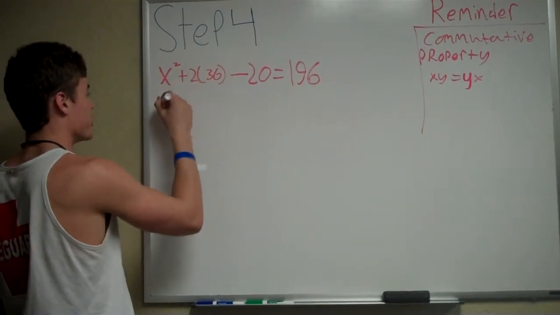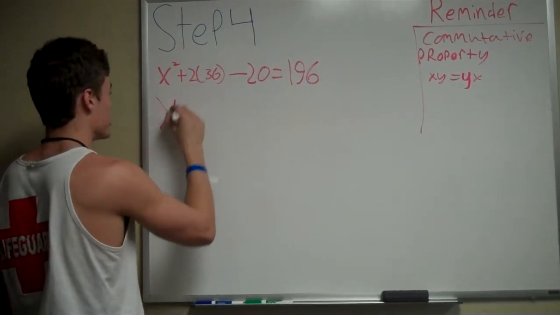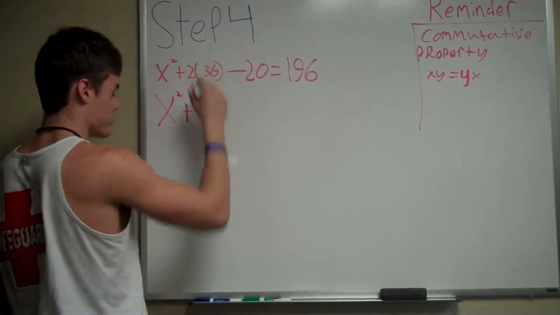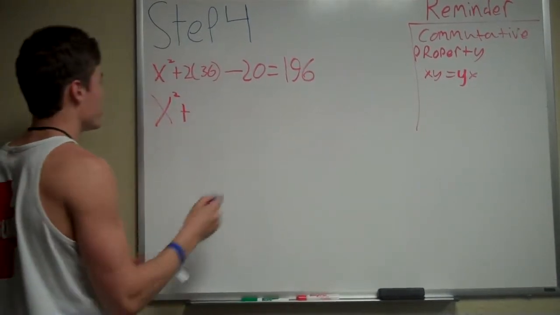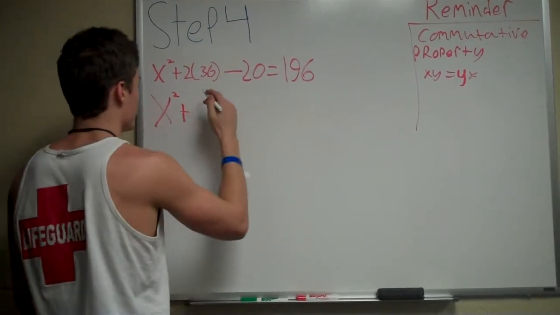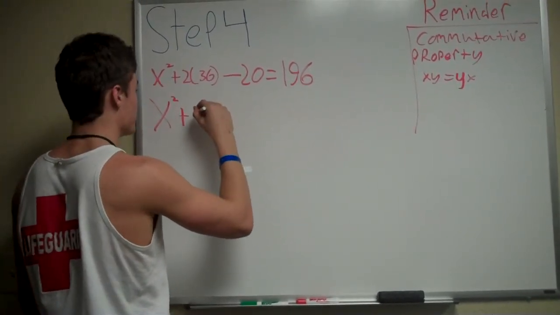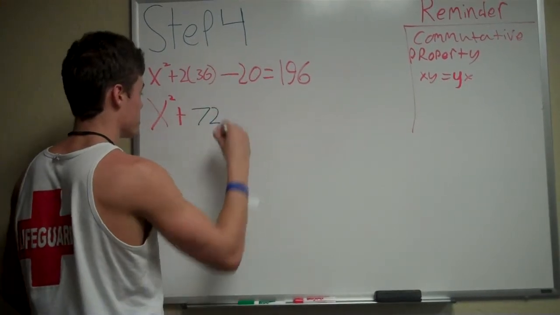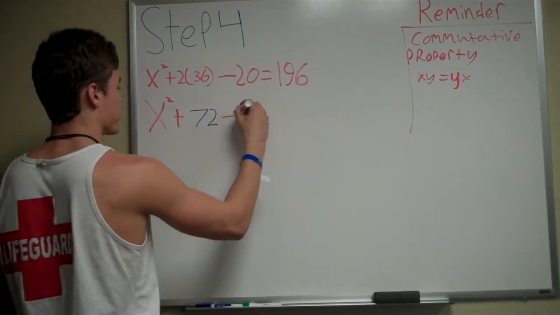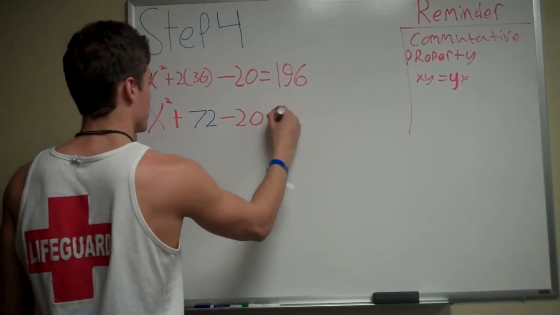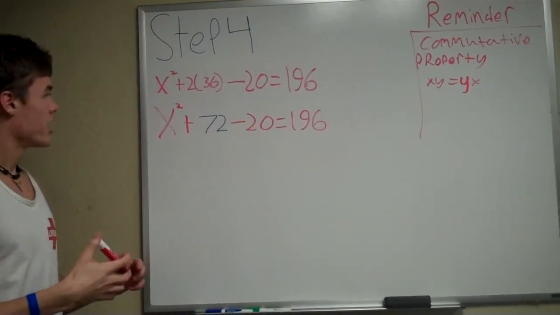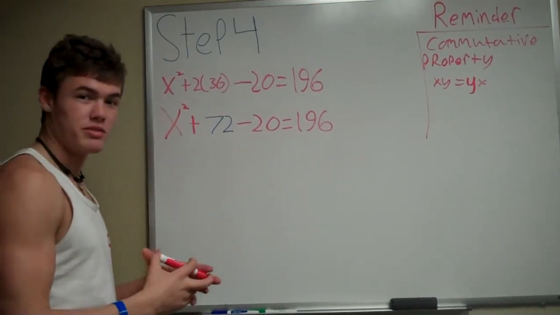Nothing's being multiplied here, and it's an x anyways, so we'll drop our x. And then here, we are going to have a difference, so we'll do that in blue. We have 2 times the quantity of 36. 2 times 36 equals 72. Then we'll bring back our minus 20 and our 196. And that's our multiplying and dividing step.